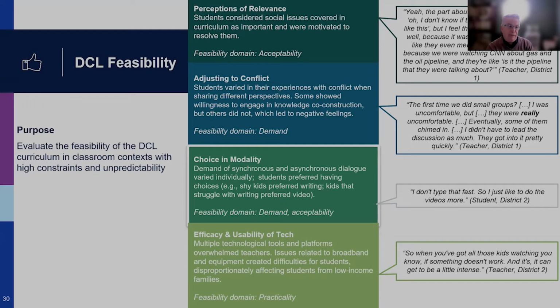Overall, what we've been finding is that both the students and the teachers are very accepting of the curriculum. They really like it, but as is supposed to happen in an iterative grant, we have identified some issues and some things that we are changing to make things better. In terms of relevance, we look at whether students find these issues to be relevant to them, and they do, and the teachers report that, and you can see it from the children's engagement as well, and we have data to support that. Adjusting to conflict, students varied in this in terms of the different perspectives that they shared. Some were willing to do this a little bit more than others.